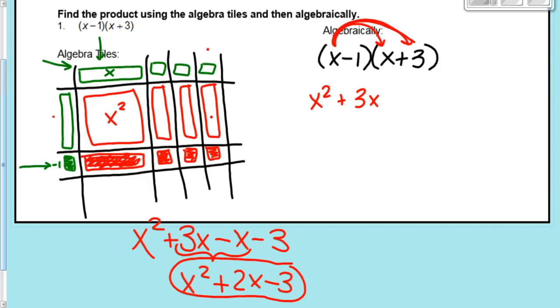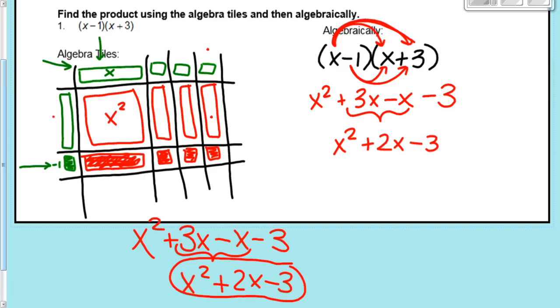But now I also have to distribute this negative 1. So negative 1 times x is negative x. Negative 1 times 3 is negative 3. Now I've really distributed everything. I did the first term with the third one, the first with the last, the second with the first, and the second with the last. I've kind of done everything. So at this point, I just need to combine these inner pieces because they're like terms. And I've got x squared plus 2x minus 3, which is the same exact thing I got whenever I used the model.